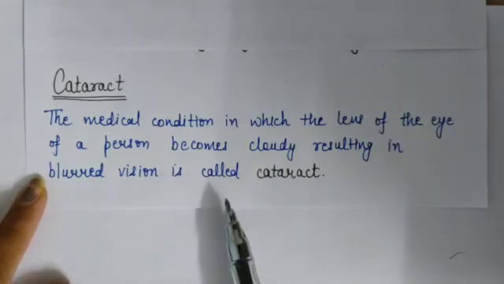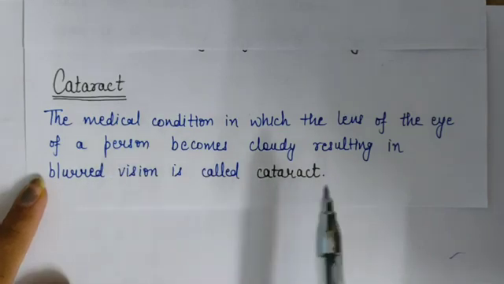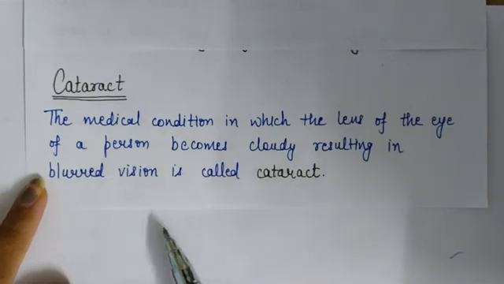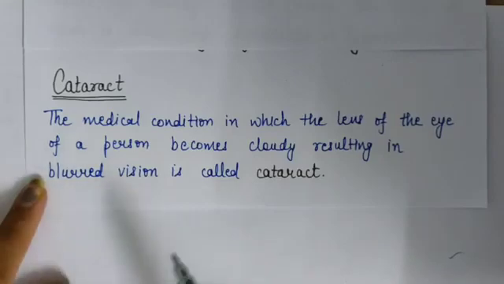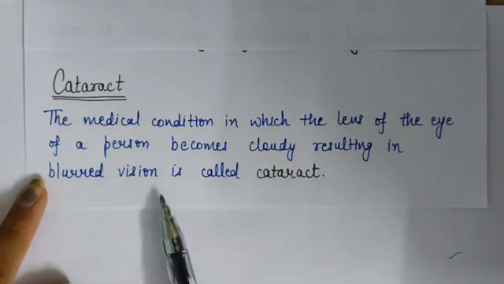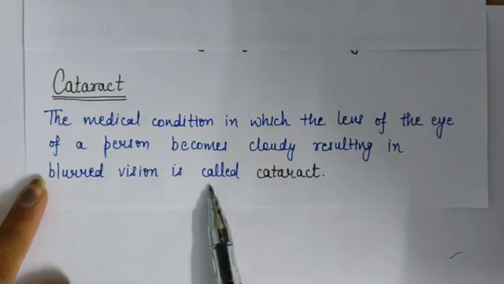Old people often suffer from blurred vision due to cataract, and cataract can be treated surgically or through laser. And how? By replacing the eye lens with a new artificial lens. This defect can be corrected by surgery or by laser.